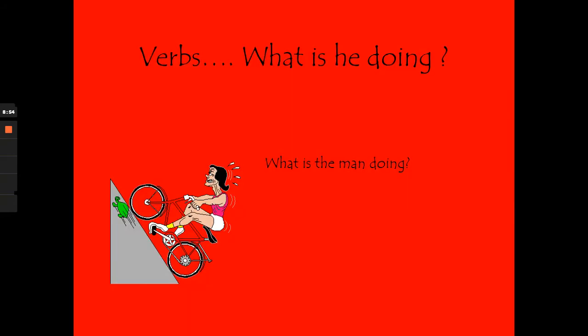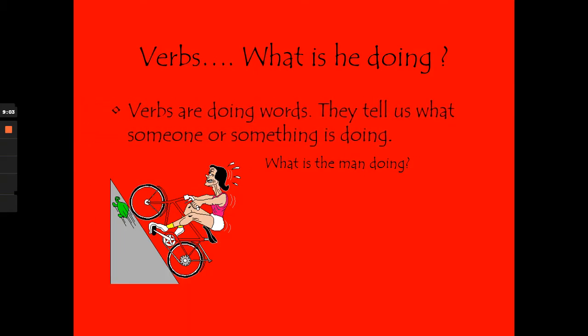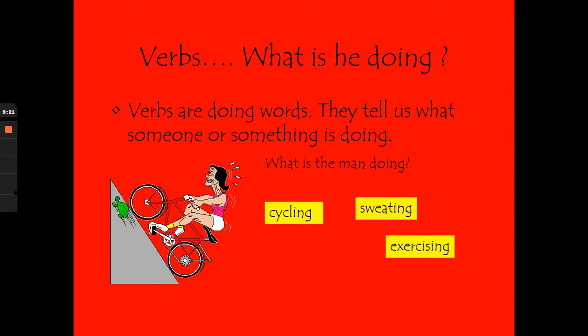Verbs. More about verbs. What is he doing? What is the man doing? Can you say it? Use a verb to say what he's doing. Verbs are doing words. They tell us what someone or something is doing. He is cycling. Okay? He is cycling to get up that hill. He is sweating. Oh, he does look tired, doesn't he? It looks like a very steep hill. I think I'd struggle. He's exercising.